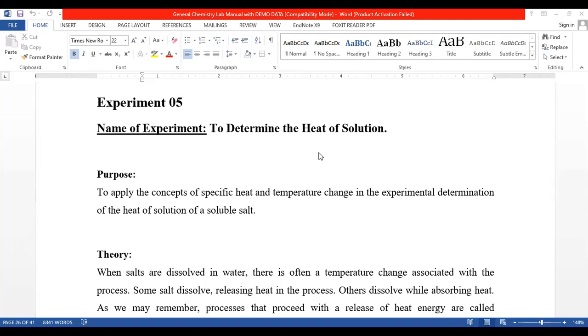Here, as you know, in a solution there are two parts. One is solvent, another one is solute. Solvent is the large phase and solute is the small phase. Now, when we are dissolving some solute in the solvent, what exactly happens? Let's see. I would like to change our demonstration.